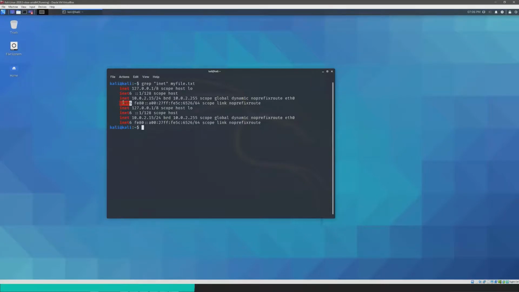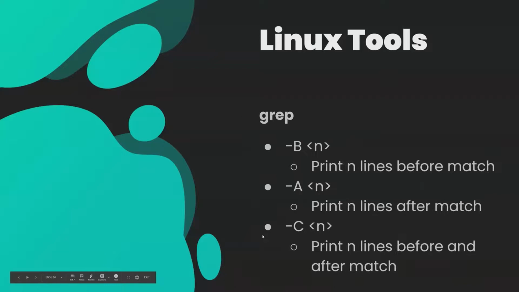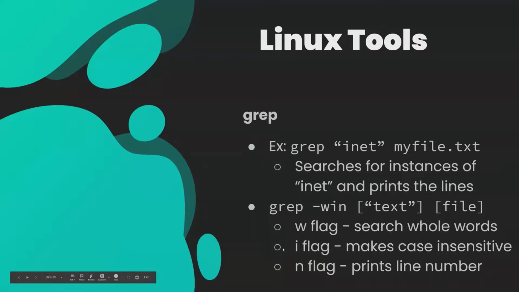Sometimes you only want to match whole words, and the way that you would do that is through using the W flag. This searches whole words. The I flag makes it case insensitive, because by default it's case sensitive. And the N flag prints the line number in addition to the line itself. So let me demonstrate that.